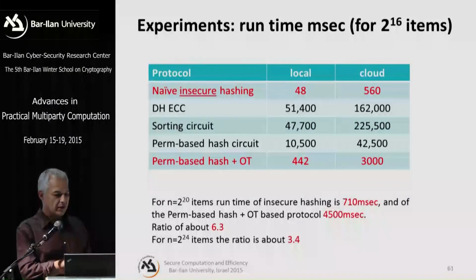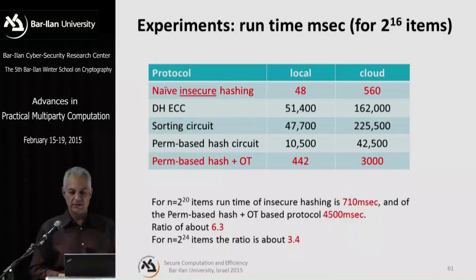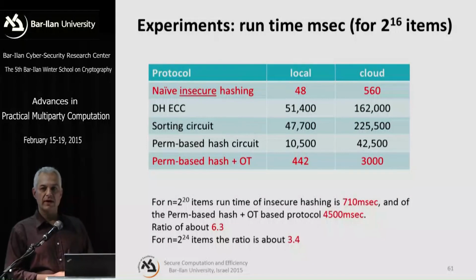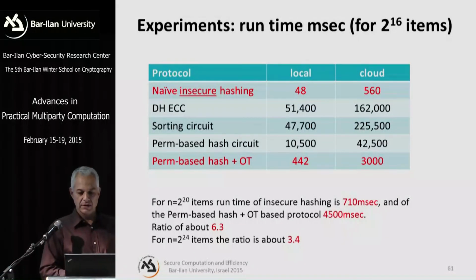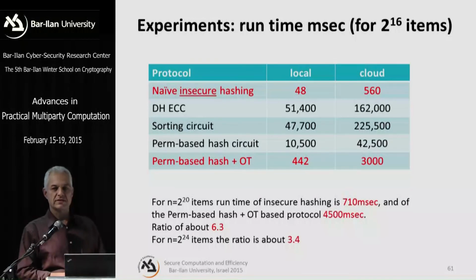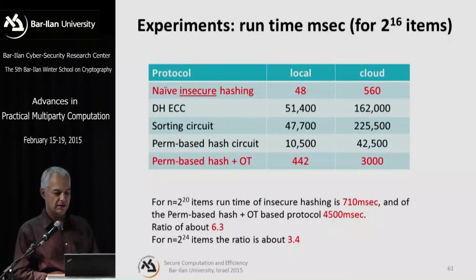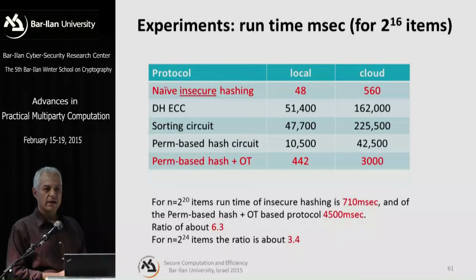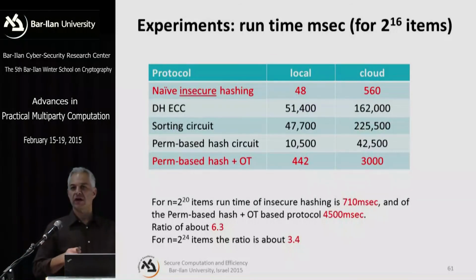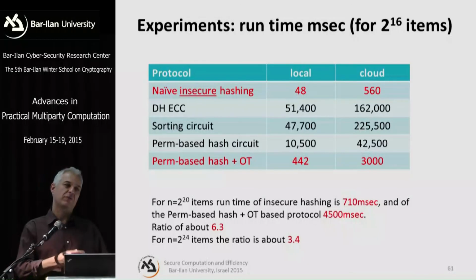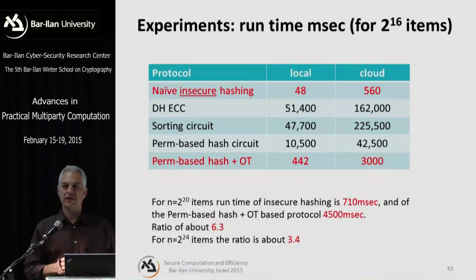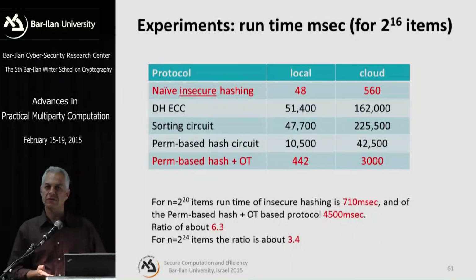Here we're slower by a factor of about 9 in a local setting and maybe 6 in a cloud setting. If we look at more items, say 2 to the 20 items, then the ratio is about 6.3 against us. And for 16 million items, we're only something like 3.4 times slower than them. In these measurements, we used SHA for the hash function, not AES, because it's a nicer cryptographic assumption than to generate a hash function from AES. If we use AES, then we can improve by about 30% or so.